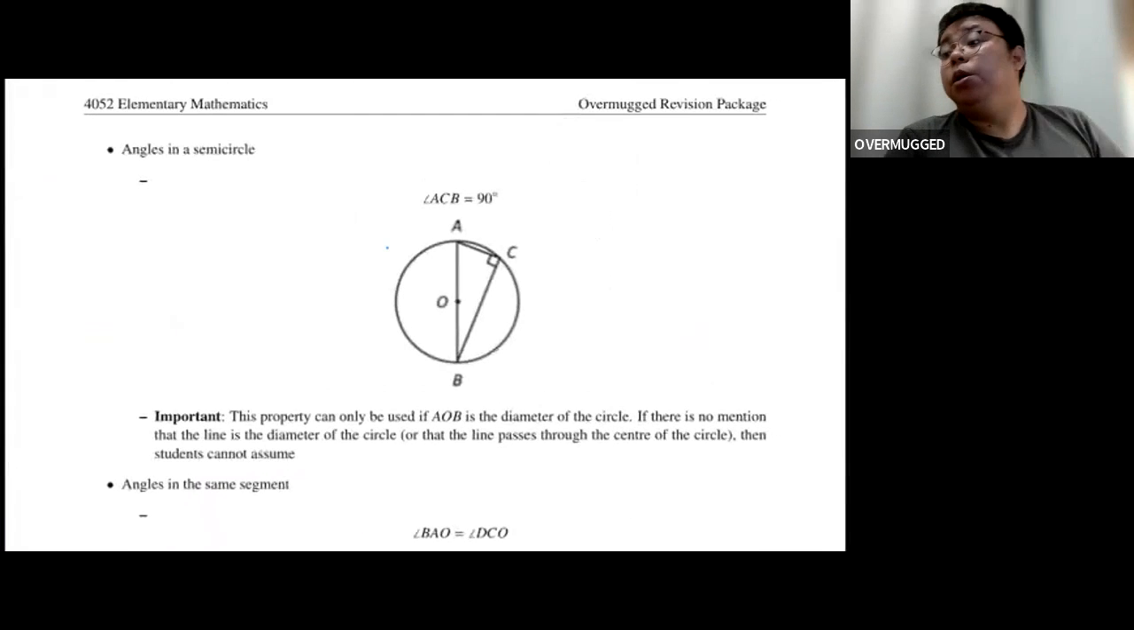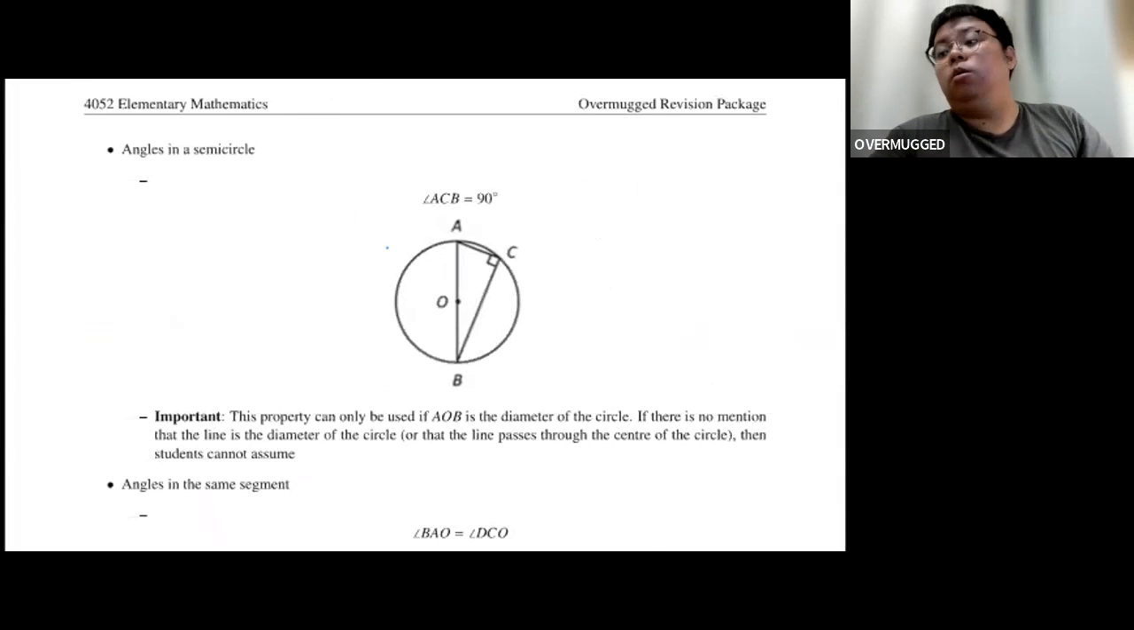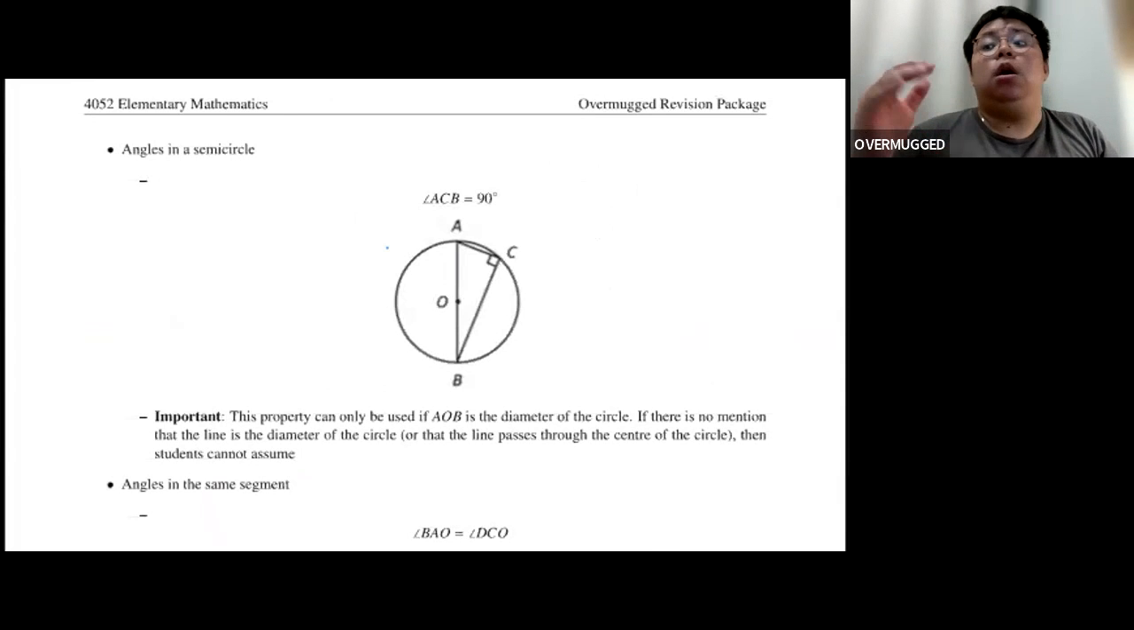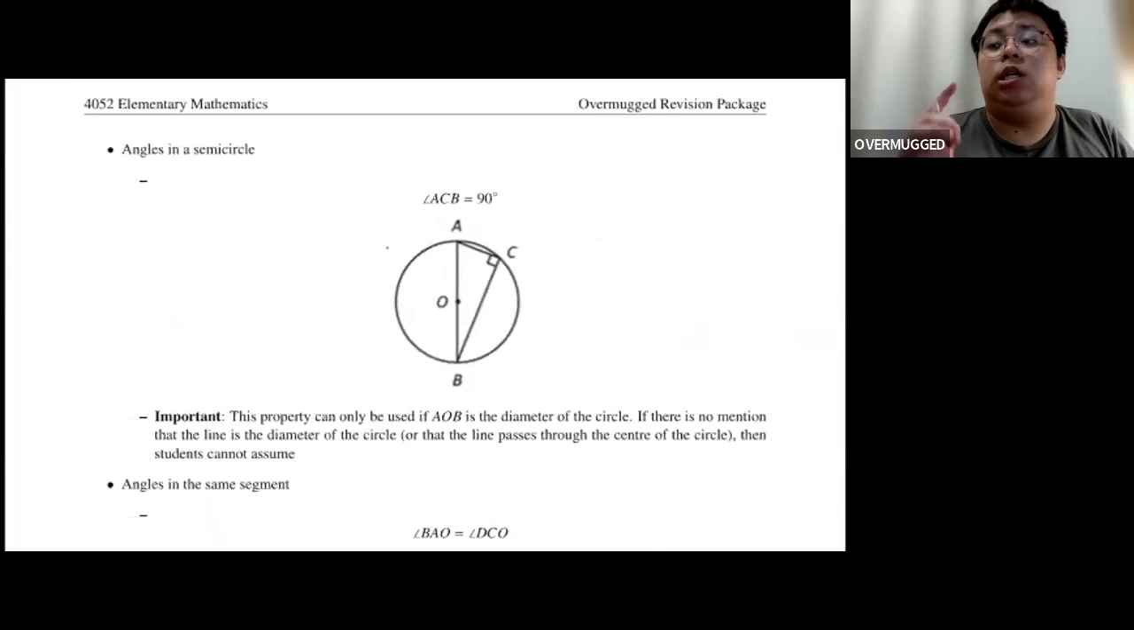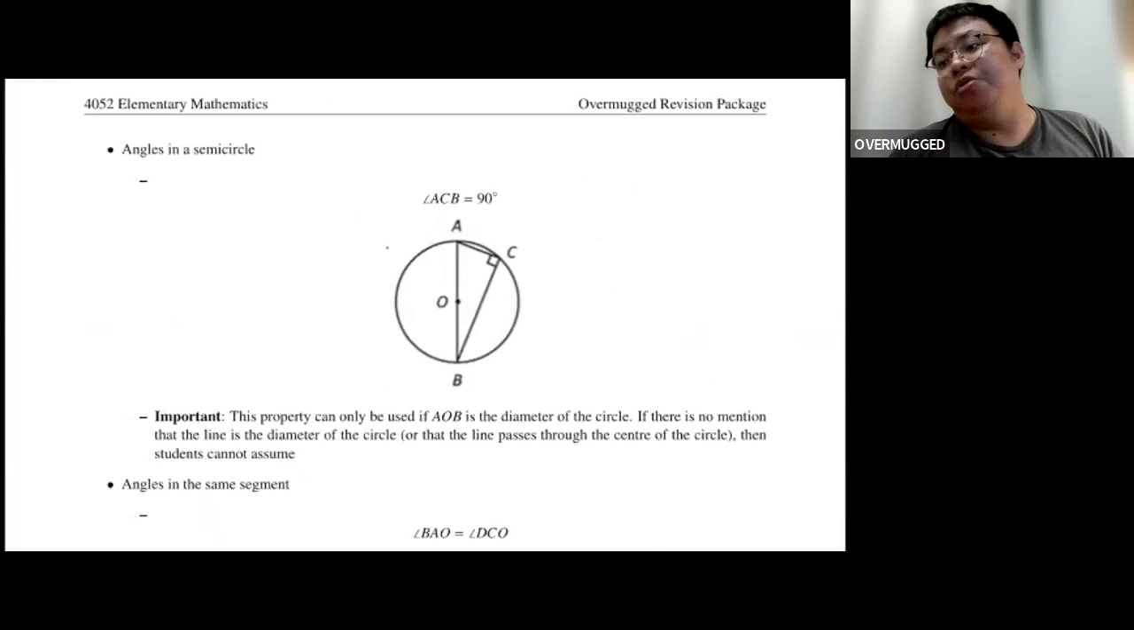Next, angles in a semicircle. This is a very important property as well, and it's used literally everywhere. When you have a triangle that is inscribed within your circle, and one of the lines is the diameter, I say again, the line must be a diameter of the circle, then the angle will be a right angle. You cannot just say, oh, a random triangle becomes 90 degrees.